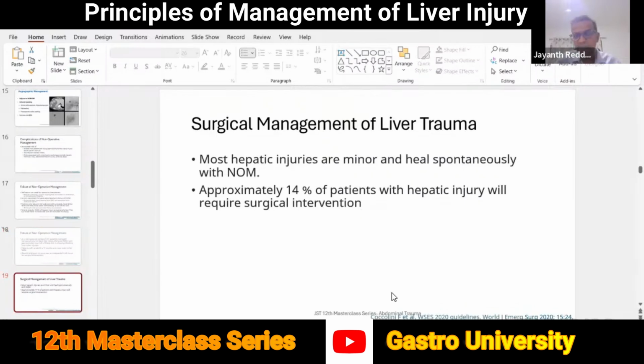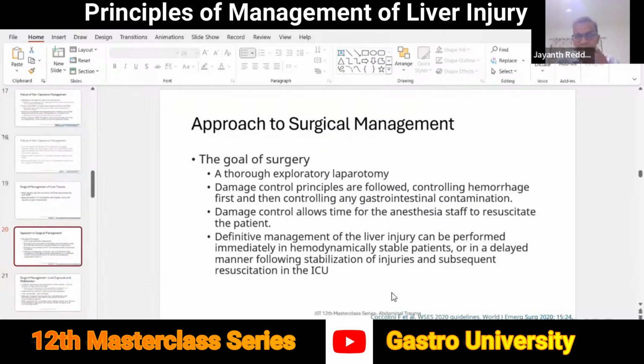Now coming on to surgical management, this is required in a minority of patients, but about 14% of patients will need surgical intervention. In surgical management, it's important to do a thorough exploratory laparotomy. One is obviously you're looking at the liver. It is also important to rule out other abdominal injuries in these patients.